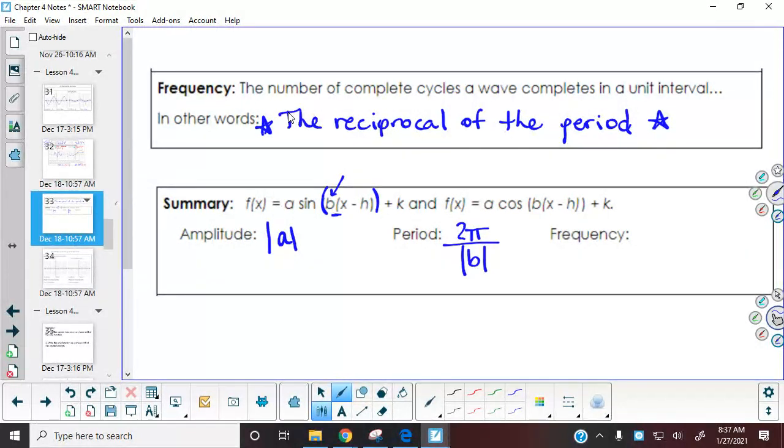And then if your frequency is the reciprocal of your period, it is going to be the absolute value of b divided by 2 pi. So it's just the same thing as a period, only flipped.